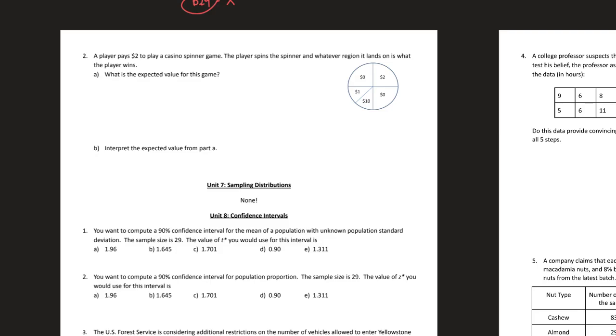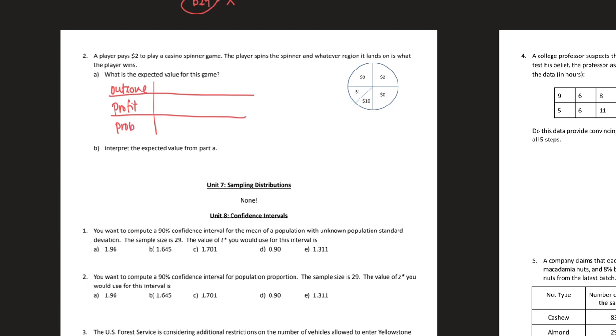All right, this next question is from Unit 6. So it says a player pays $2 to play a casino spinner game. The player spins a spinner, and whatever region it lands on is what the player wins. What is the expected value of this game? So we need to make a table for this. Remember, your table has 3 rows. The first row is the outcome. The next row is the profit. And the next one is the probability.